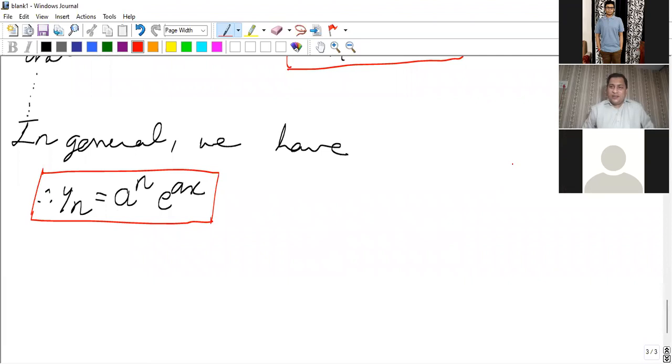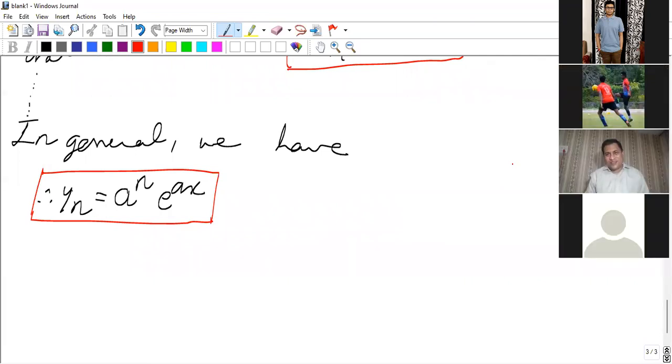Prajwal, is there any query? No, sir, I forgot to lower my hand. I was just reading the answer. Anshul, any query? No, sir.